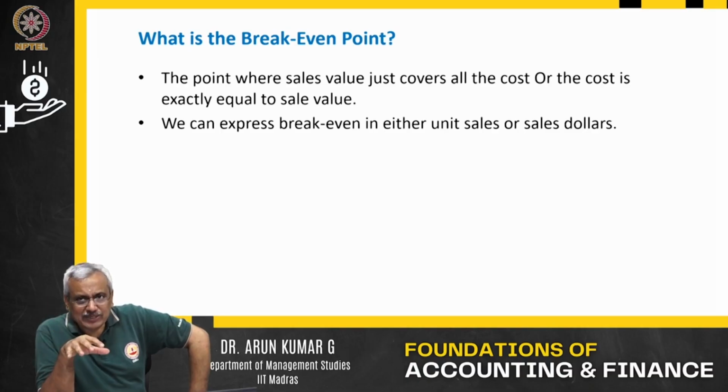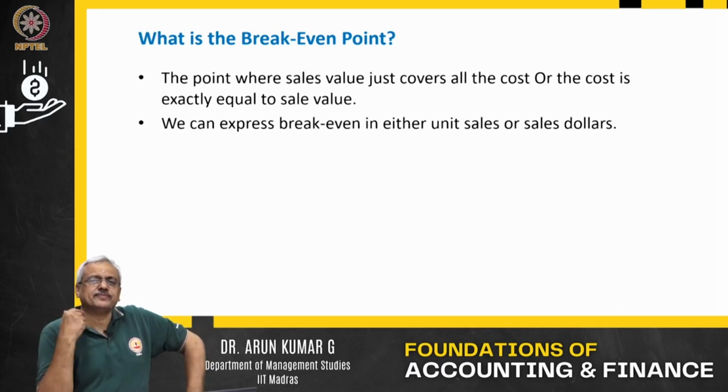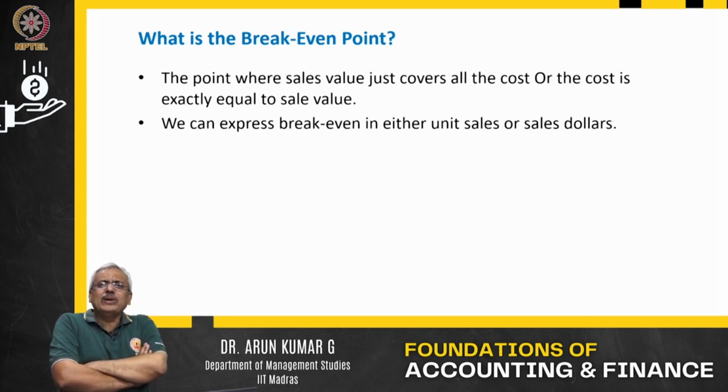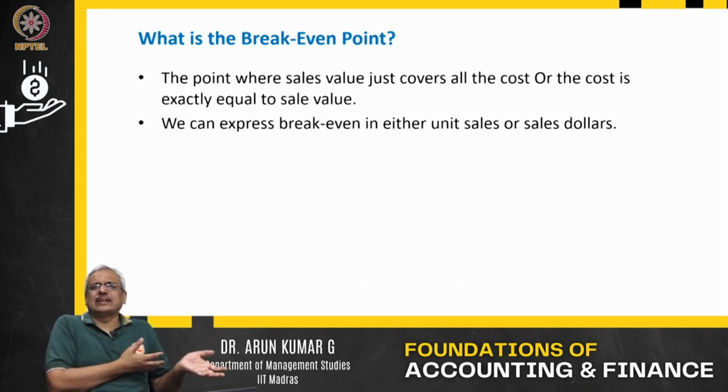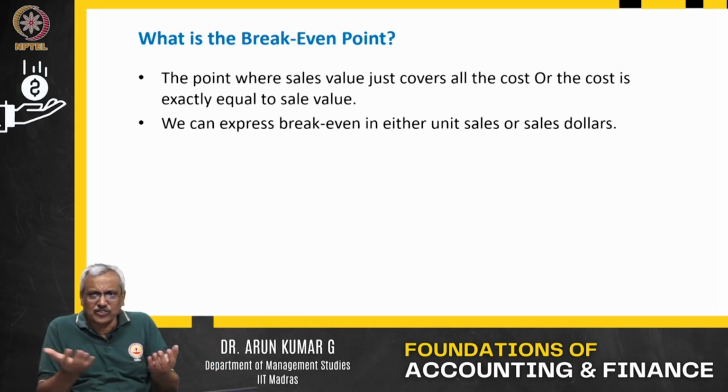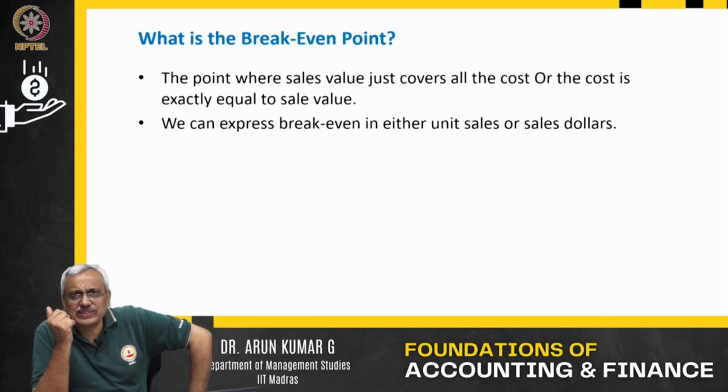It can be expressed in dollar terms or rupee terms. It can also be expressed in number of units I need to sell. Supposing my selling price per unit is fixed, I need to know how many units I need to sell to break even, because I know what is going to be my cost of manufacturing each unit. I know what is the revenue I am going to get for each unit. So, I will know the number of units I need to sell for achieving what is called a break-even point.